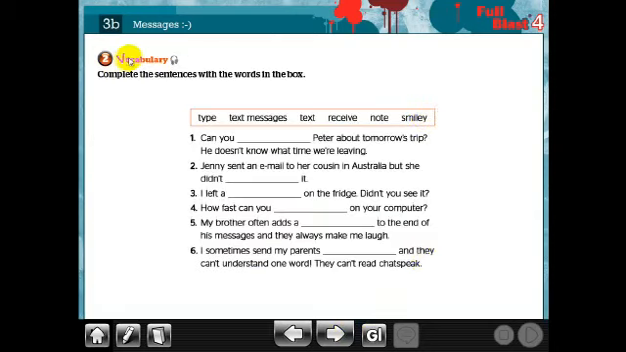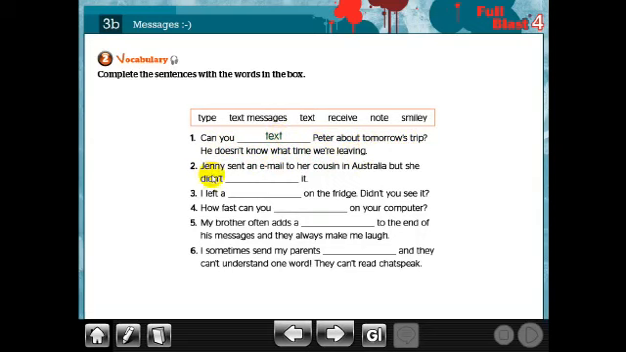Next, vocabulary. Complete the sentences with the words in the box. The words are type, text messages, text, receive or get, note, and smiley. Number one, who can answer number one? Very good. Can you text Peter about tomorrow's trip? He doesn't know what time we're leaving.